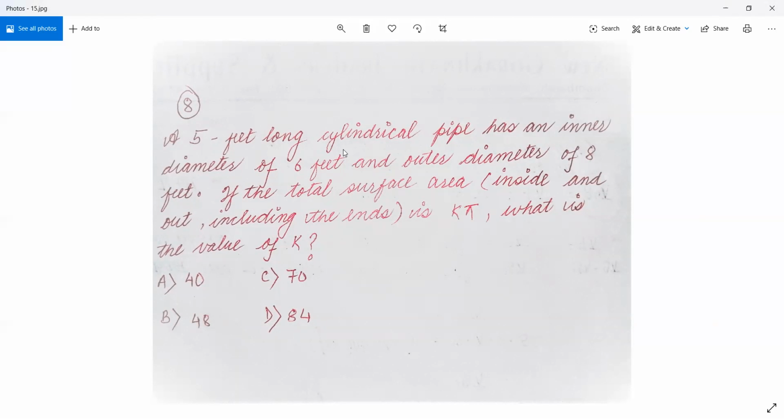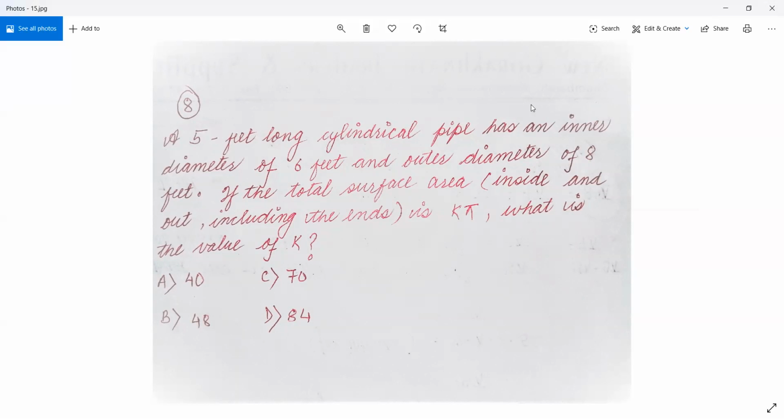So here's another question. A 5 feet long cylindrical pipe has an inner diameter of 6 feet and an outer diameter of 8 feet. If the total surface area inside and out, including the ends, is k pi, what is the value of k? We have the options 40, 48, 70, and 84. We have 4 options.